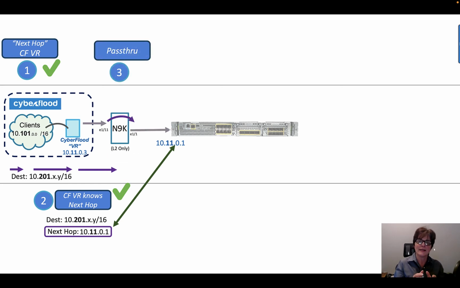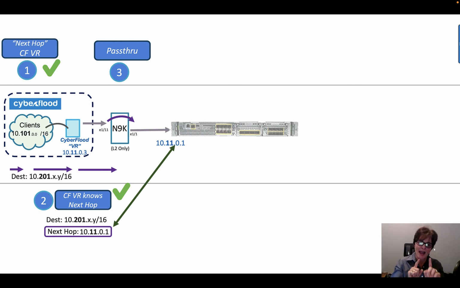This is basically going to be a pass-through. In our situation, typically but not all the time, Ethernet 1/11 and Ethernet 1/1 are both switch port access, and they're in the same VLAN. So I just pass right through. The packet comes in and goes right out. The Nexus 9K, again, is layer 2 only, and it just continues on to 10.11.0.1.